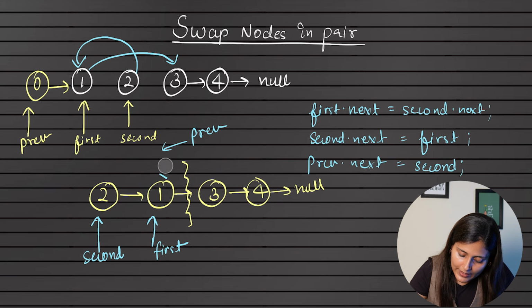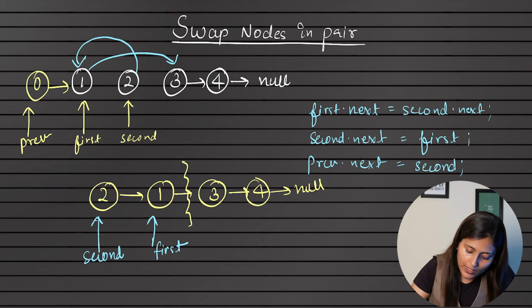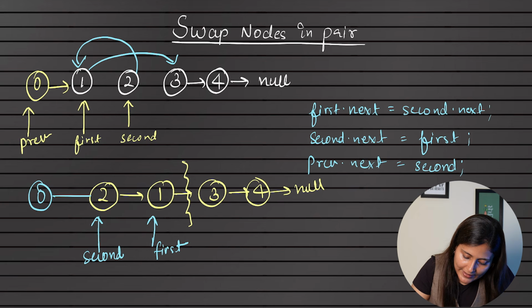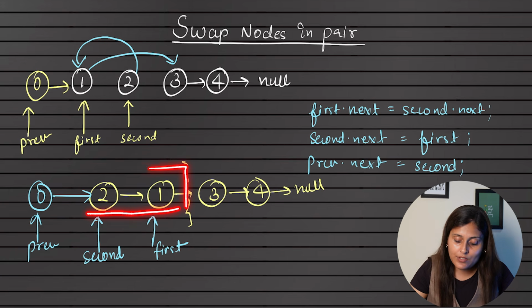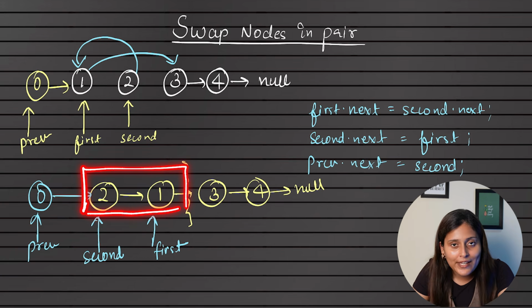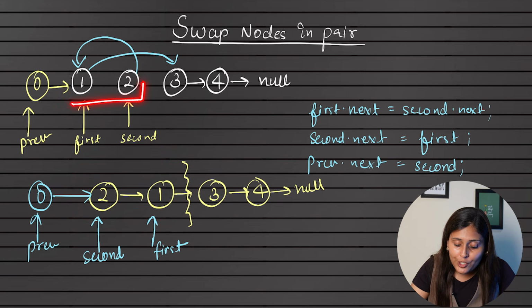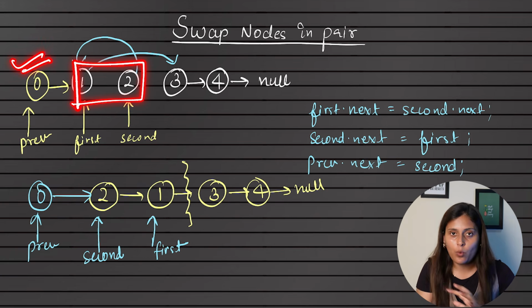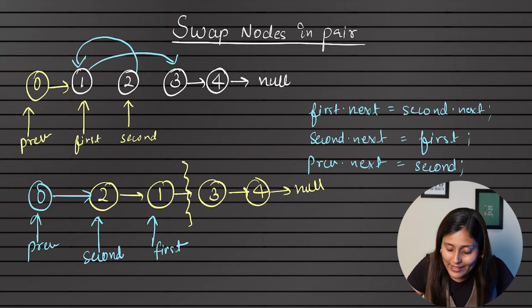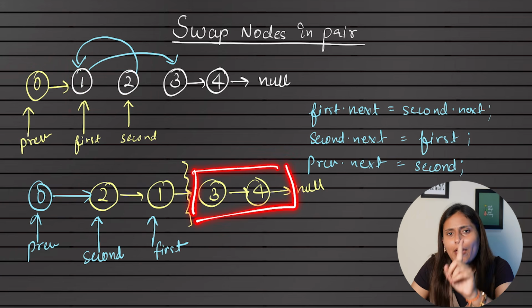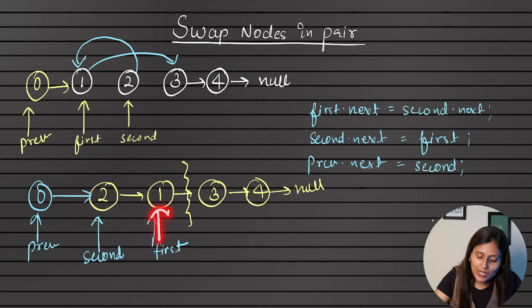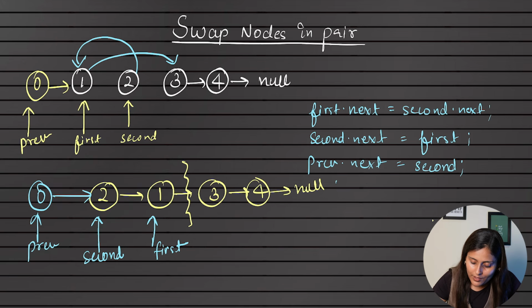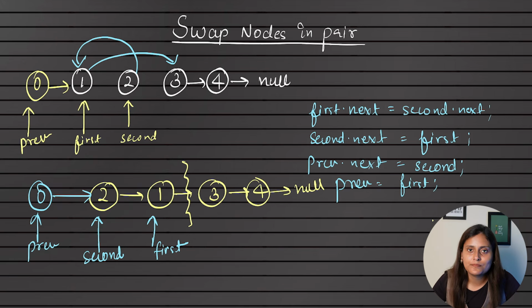Now what will happen? This will get disconnected from 1, and dummy node 0 will get connected to 2, and this is previous. Now can I say this has been reversed or swapped? Yes, we can. Now for 1 and 2, previous was sitting one behind. So for next 3 and 4, where should previous sit? Can I say 1? Yes. So now the next line of code will be previous is equal to first, and that's it.